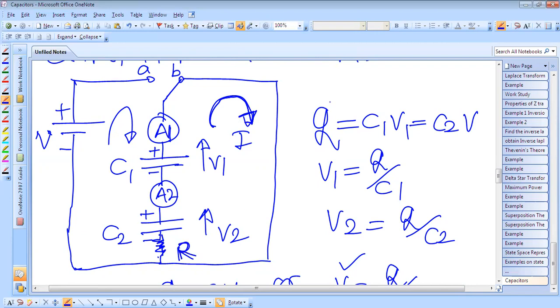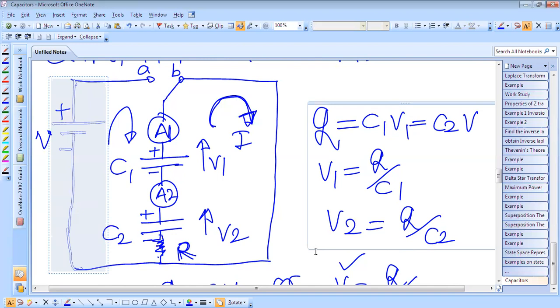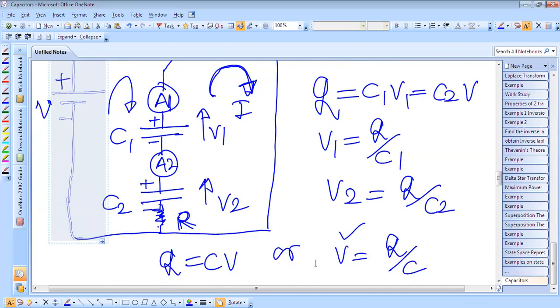And therefore, what is the charge on the capacitors? Q1 is equal to C1V1, which is equal to Q2. The charge on capacitor C1 is equal to the charge on capacitor C2. But the voltages across these capacitors will be different. What is the voltage across capacitor C1? It is Q by C1. The voltage across capacitor C2 is Q by C2.